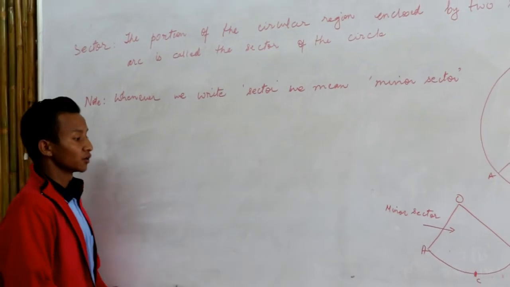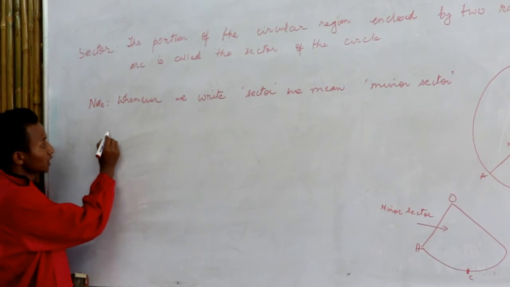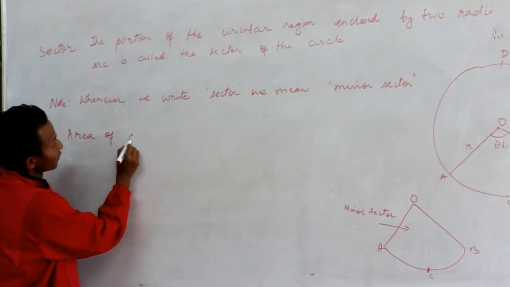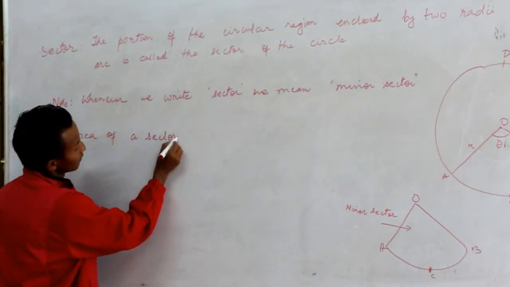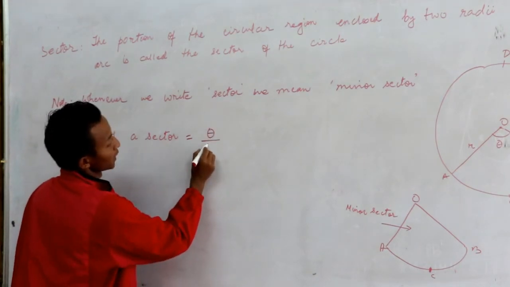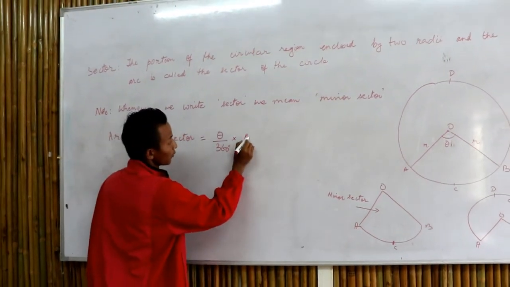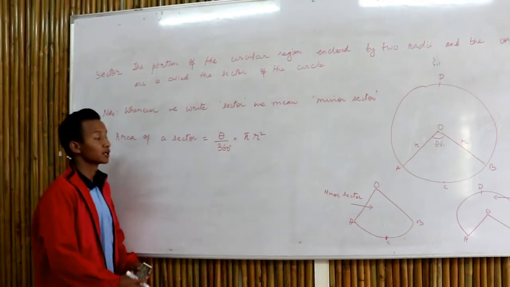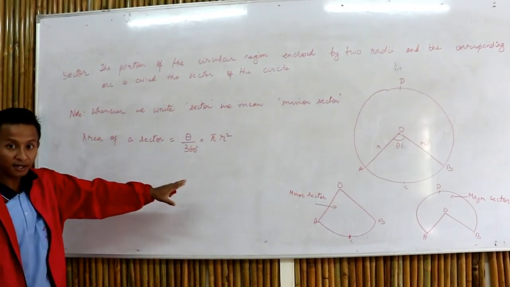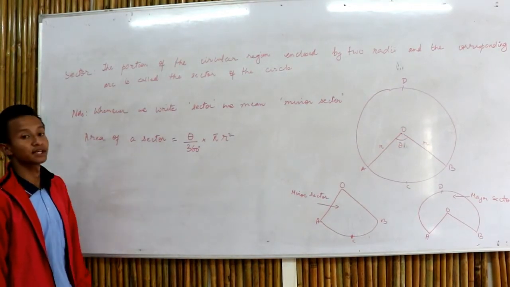To find the area of this sector, we have a formula. The area of a sector is given by theta by 360 degree into pi r squared. So this is the area of a sector, or the area of a minor sector. Let us do some problems related to this formula.